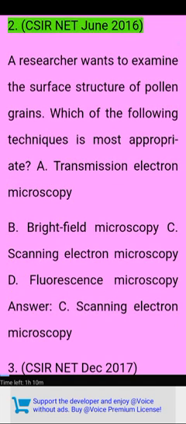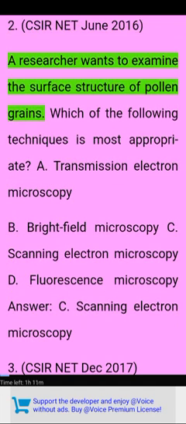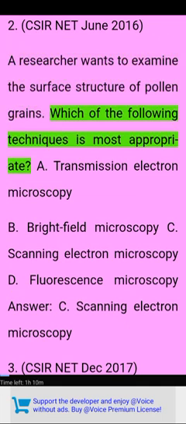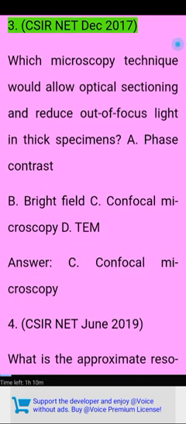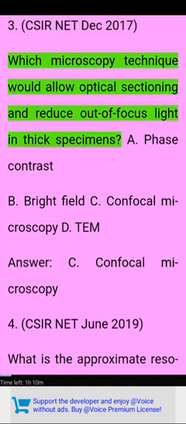2. CSIR NET June 2016. A researcher wants to examine the surface structure of pollen grains. Which of the following techniques is most appropriate? A. Transmission electron microscopy. B. Bright field microscopy. C. Scanning electron microscopy. D. Fluorescence microscopy. Answer: C. Scanning electron microscopy. 3. CSIR NET December 2017. Which microscopy technique would allow optical sectioning and reduce out-of-focus light in thick specimens?